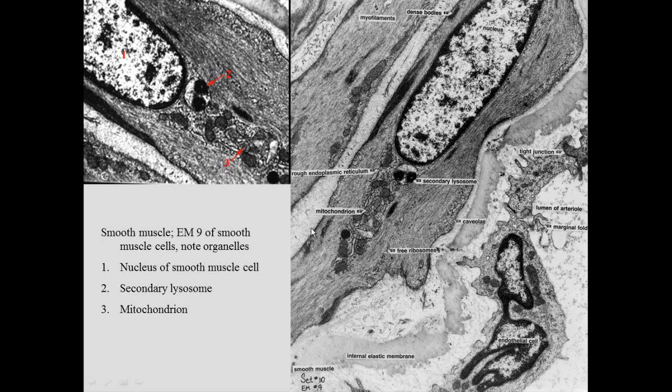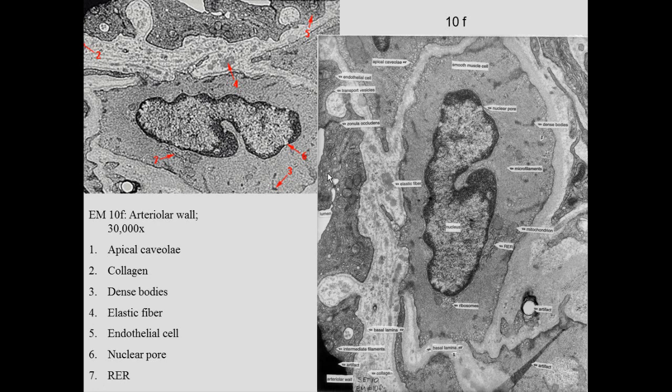And if you look real closely, we can't at this magnification, but you should see a basal lamina because there's a basement membrane associated with it. Here we can see the basal lamina of the smooth muscle cell. This is the endothelial cell here. There's a lumen that we see there.